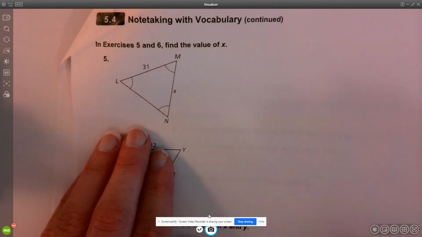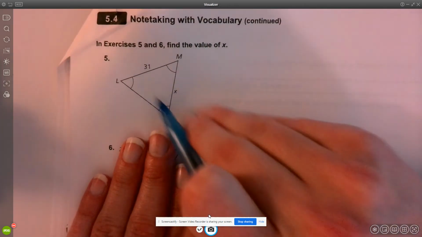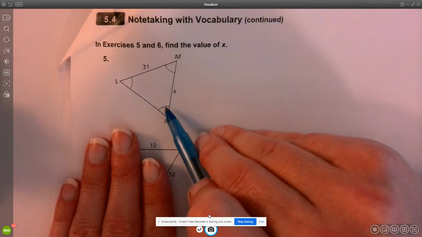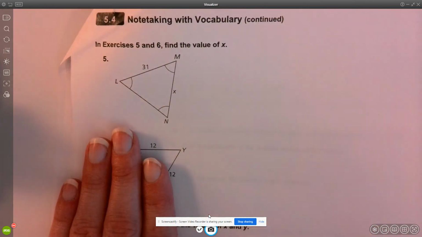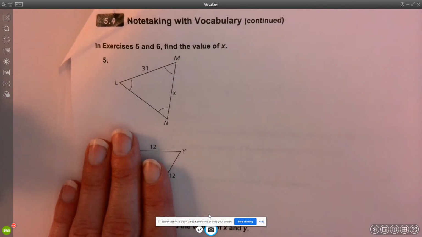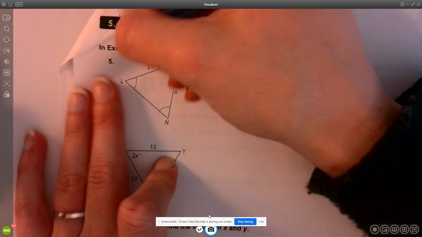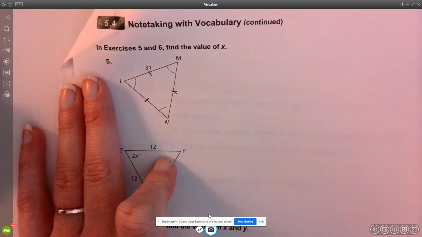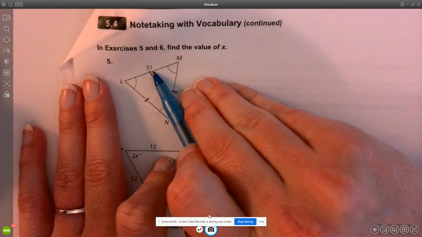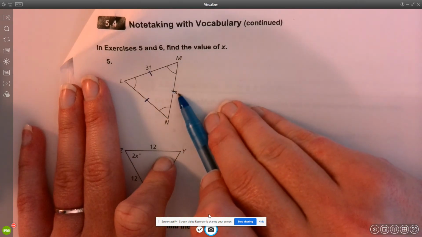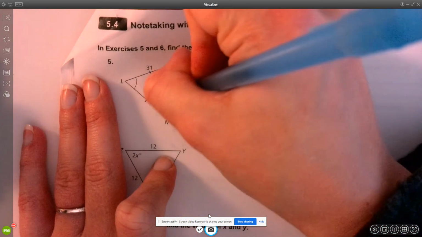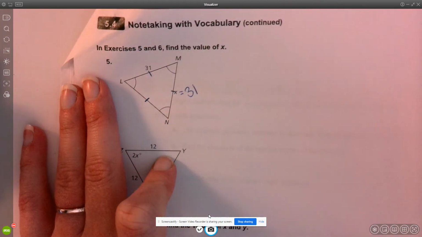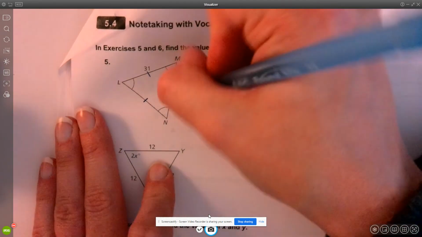In number 5, I'm told that this is an equiangular triangle. All angles are congruent. Well, this means then that this is an equilateral triangle. All sides are congruent. So if this side has a length of 31, then so does this side. So x has to be equal to 31.